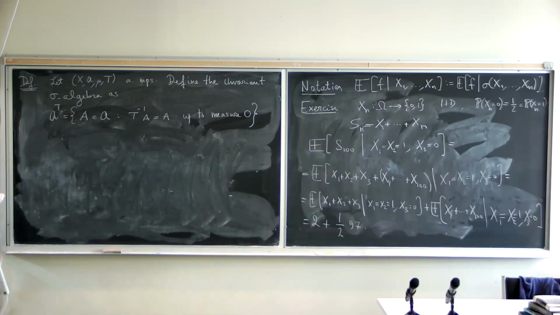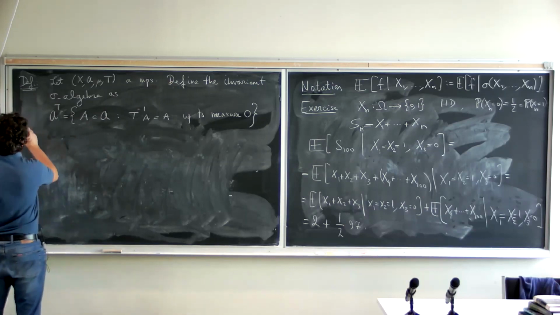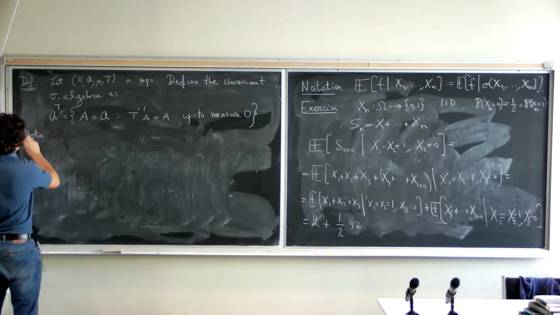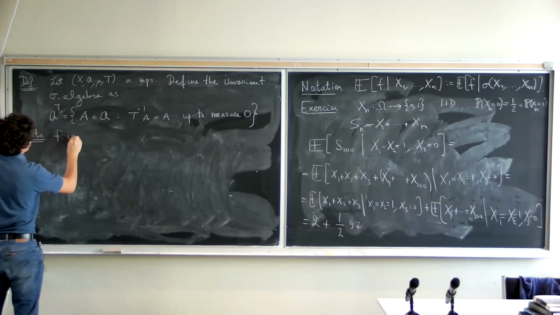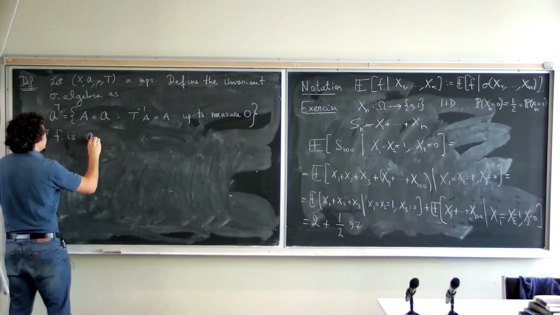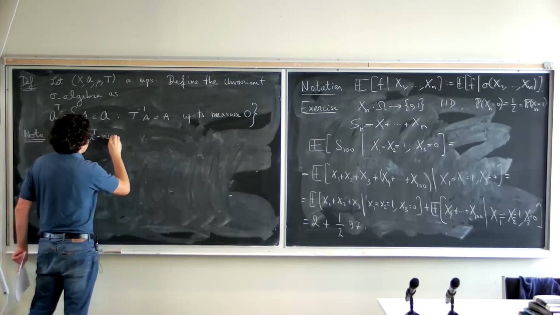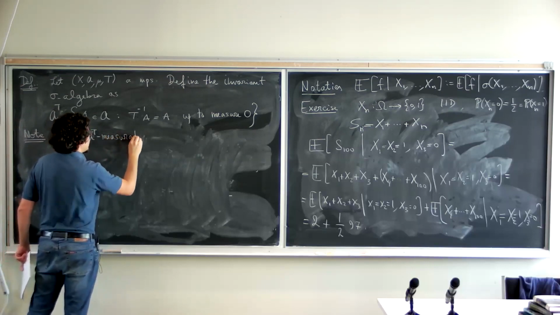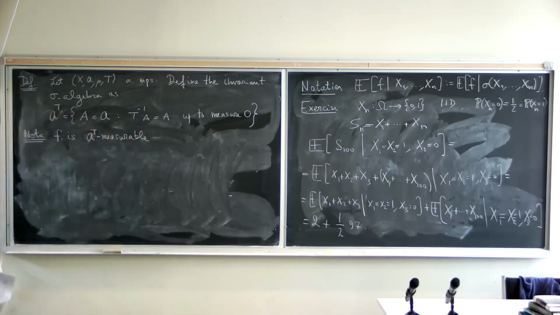Okay. So here's a question. What are the functions that are measurable with respect to this sigma algebra? So note that f is A_T measurable. So you see, this measurability seems like a very abstract concept, and it kind of is. But it has an interesting interpretation.